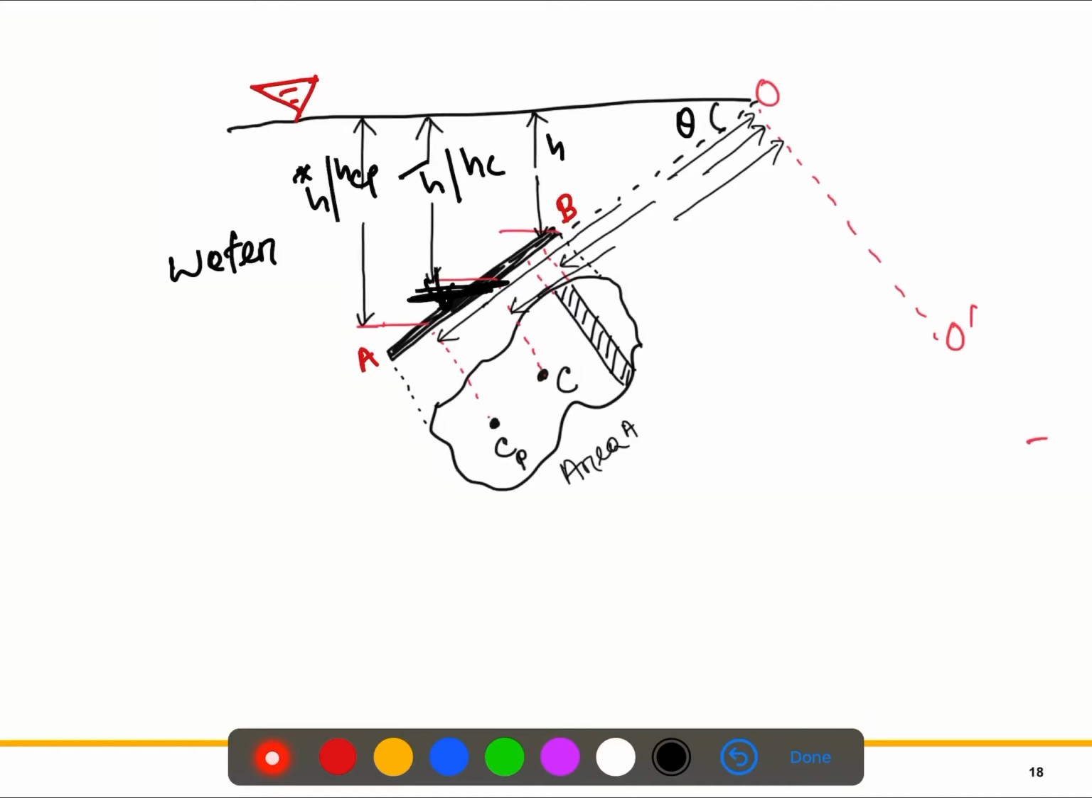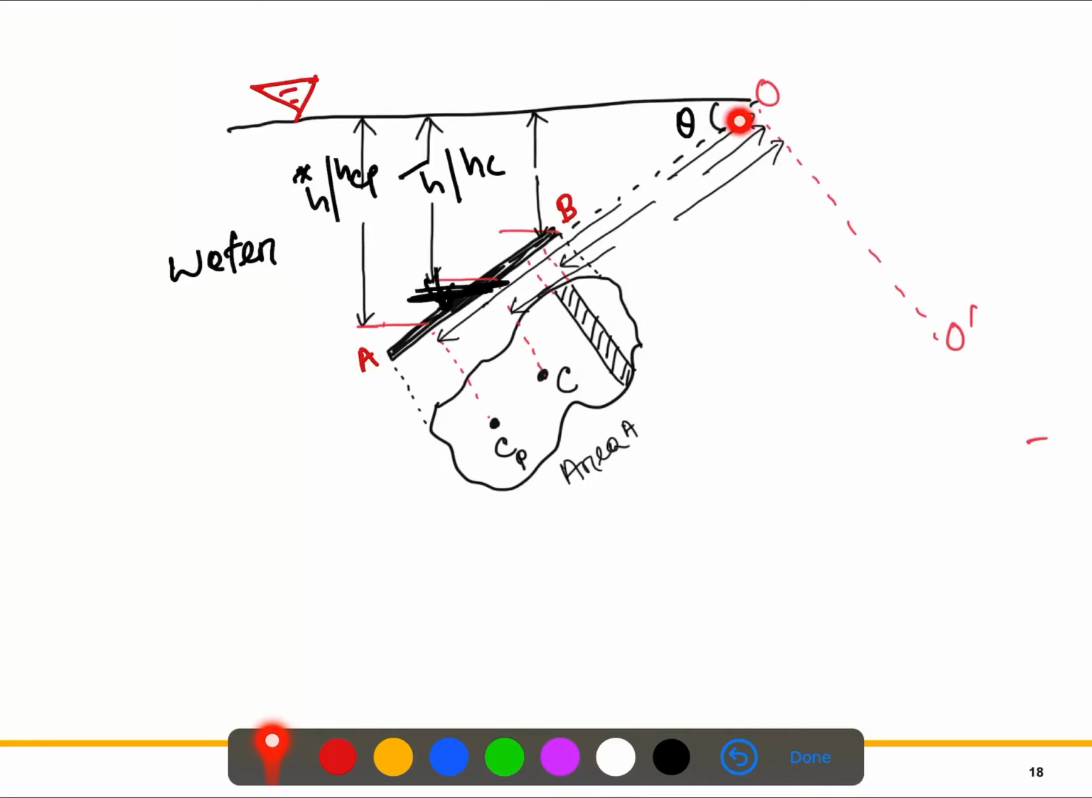So this is the location of this one. Look here, this is the location of CP from the free surface, and we said it is h star or h_CP. Now if we draw a perpendicular line OO dash, it is perpendicular to the free surface, so it makes a 90-degree angle with the free surface.